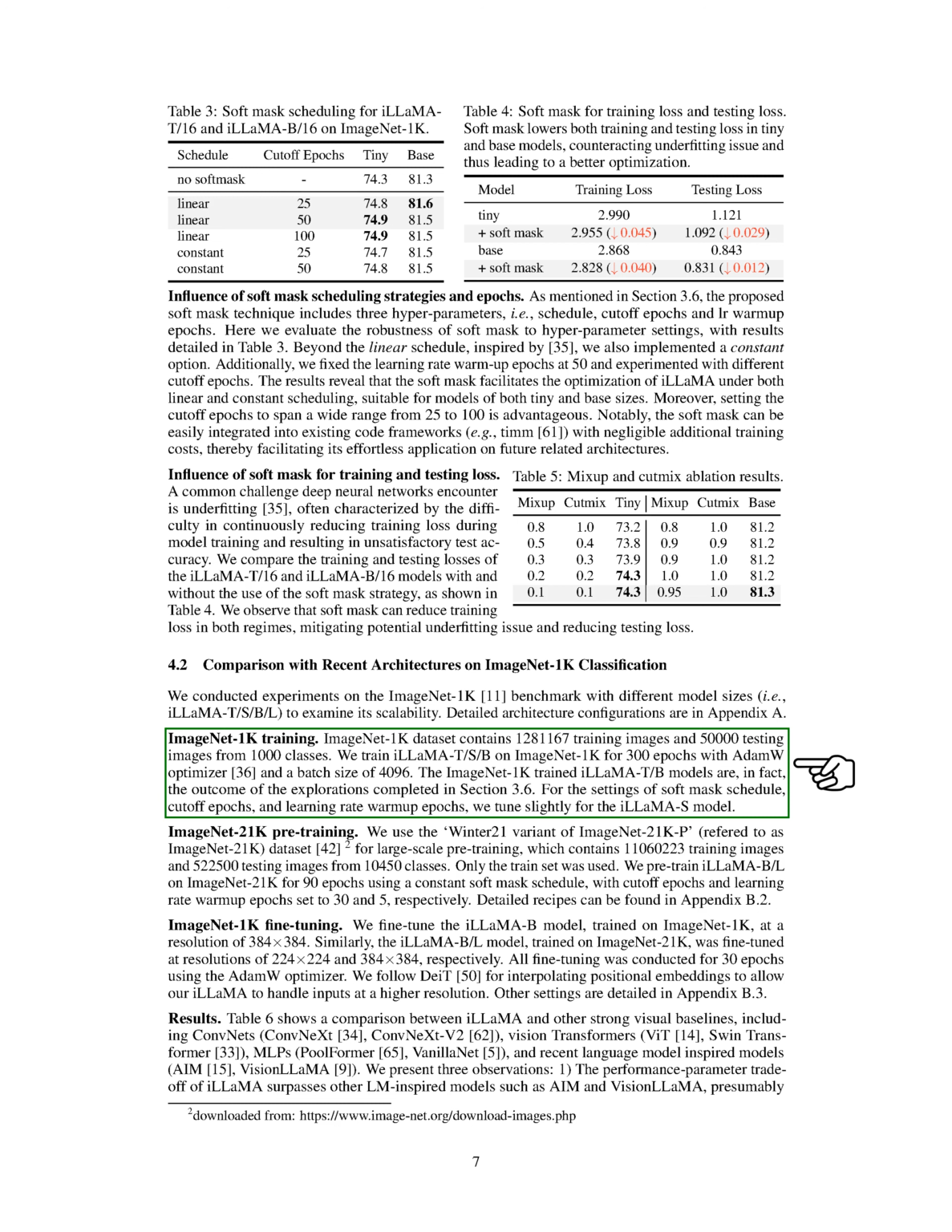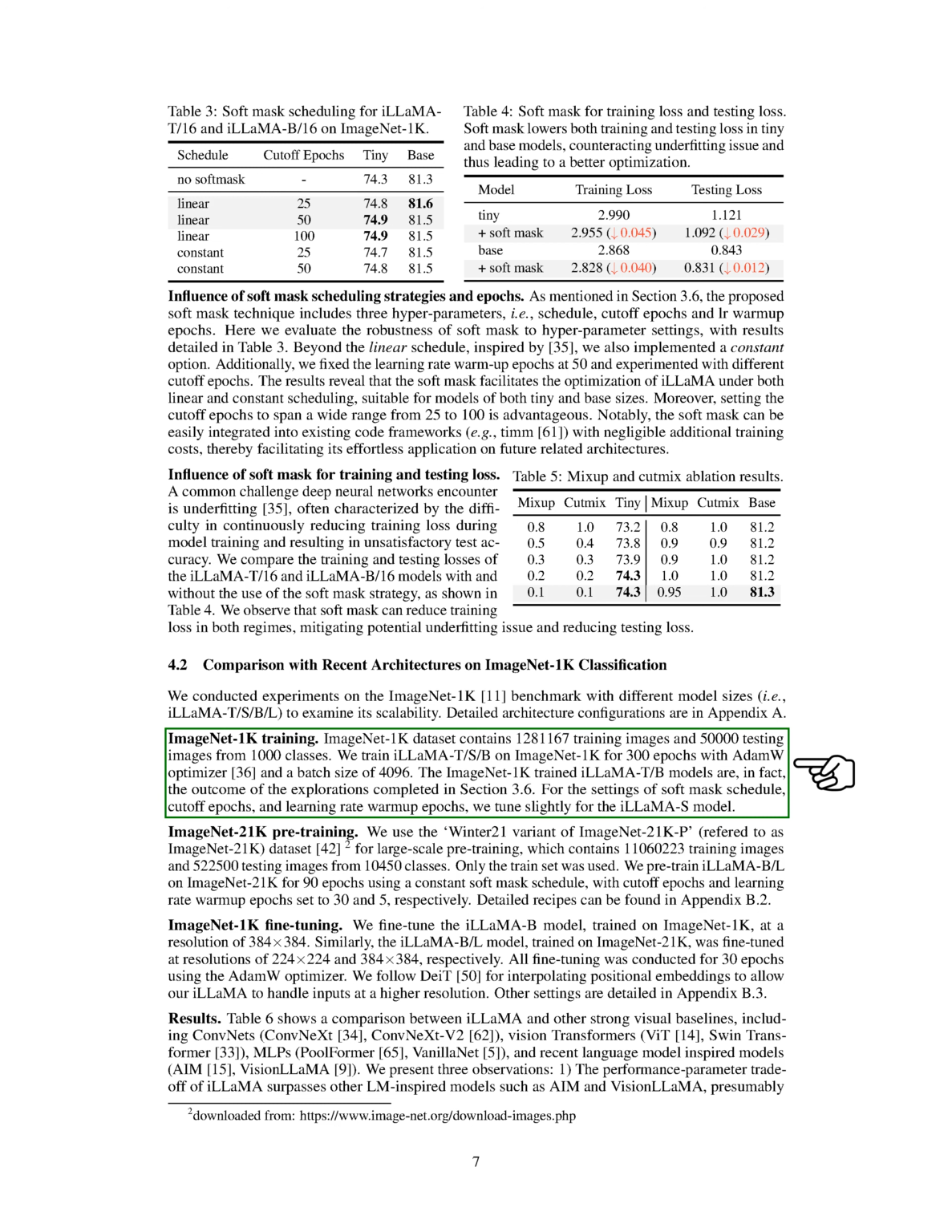For ImageNet 21K pre-training, we utilized the Winter 21 variant of the ImageNet 21K-P dataset, which includes 11,060,223 training images and 522,500 testing images from 10,450 classes. Only the training set was used. We pre-trained LLaMA B-L on ImageNet 21K for 90 epochs with a constant soft mask schedule, setting cutoff epochs to 30 and learning rate warm-up epochs to 5.